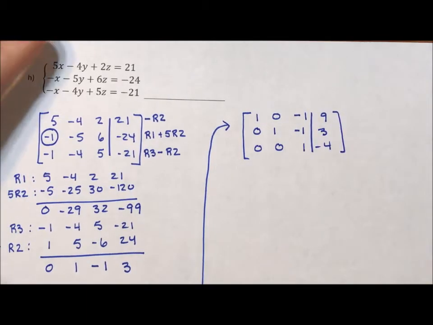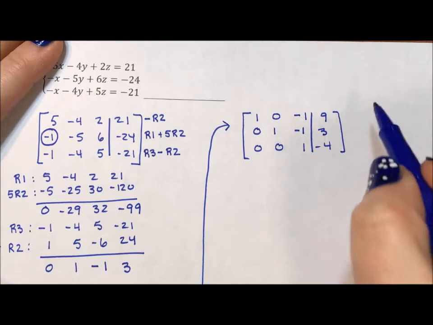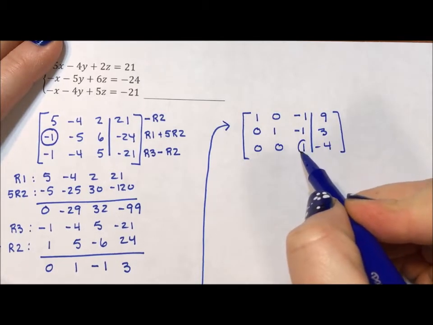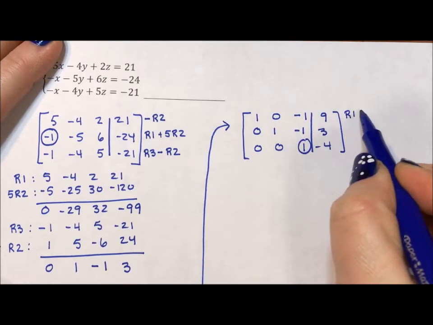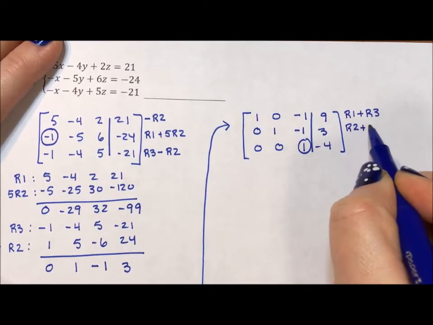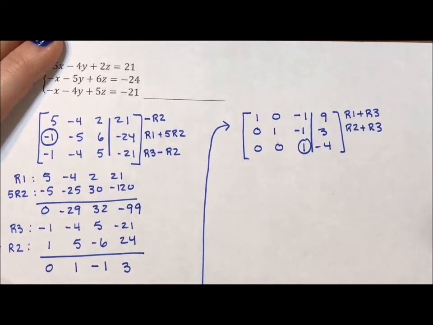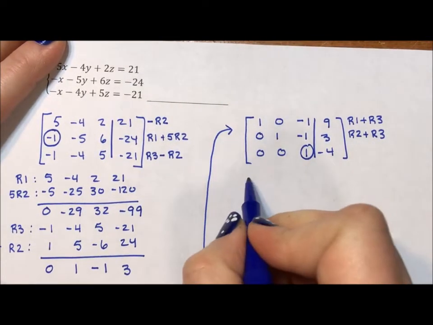Okay, we are almost there. If you look at this, we are super duper close. All we need to do is take this 1 and use it to zero out these. So we have a row 1 plus row 3. We have a row 2 plus row 3. I don't think we need to write anything outside of these lines. I think everything is going to come together quite nicely, and I think that'll all work.